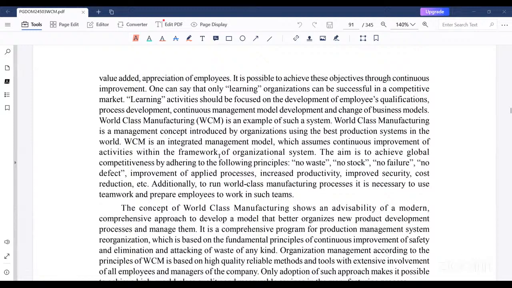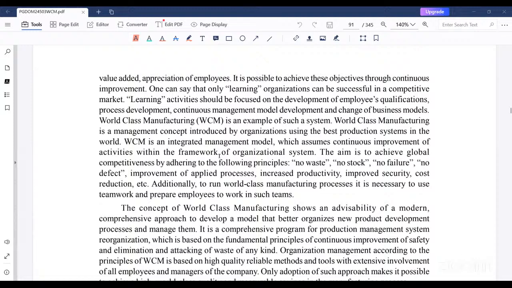And here the main aim is to achieve global competitiveness by adhering to the following principles: no waste, no stock, no failure. So the main principle is no wastage, no stock, and no failure. This will result in no defects. These are improvements of applied processes which increase productivity and also improve security, and in turn reduce cost. Because of this, all the time they look after employee development and also the requirements of the product.